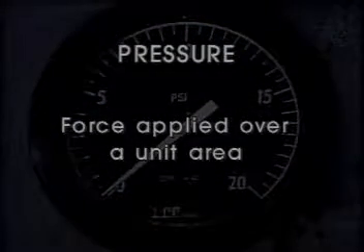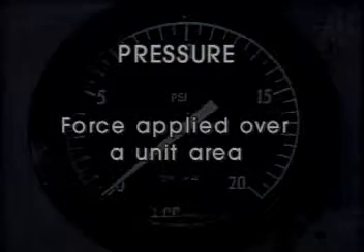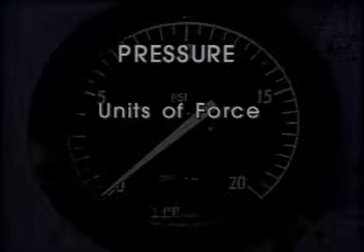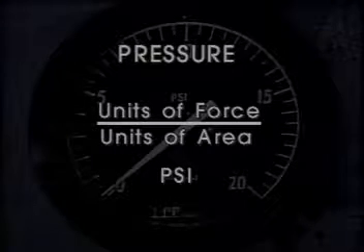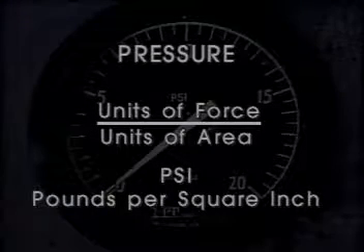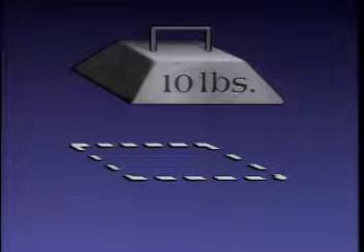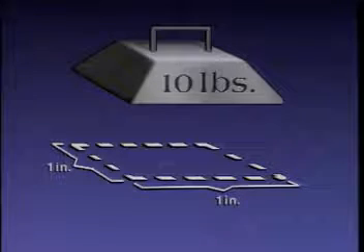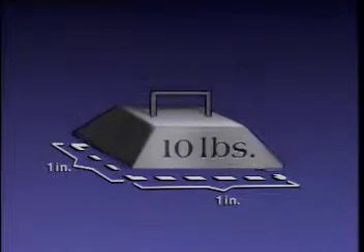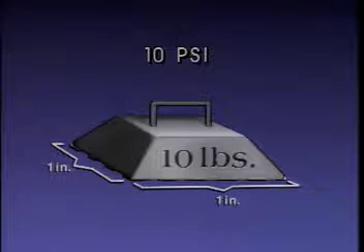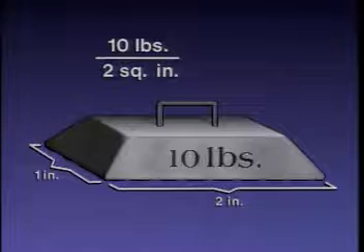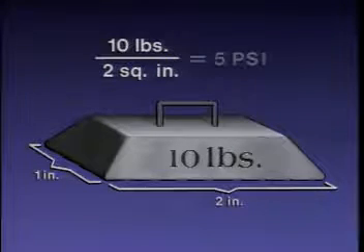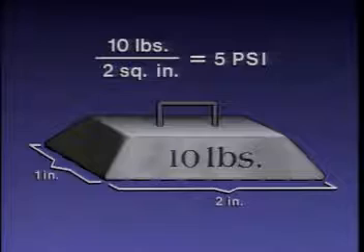Pressure is defined as force applied over a unit area. It's measured in units of force divided by units of area. Pressure is usually measured in PSI, pounds per square inch. To illustrate this, let's say we have 10 pounds of pressure applied over a 1 square inch area. We have 10 pounds per square inch. 10 pounds of pressure divided by 2 square inches is 5 pounds per square inch.